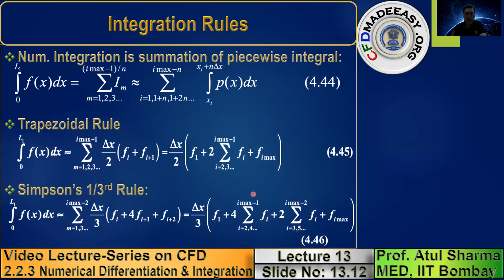The odd values have a coefficient 4. Sorry, the even values have a coefficient 4, whereas the odd values, the internal odd values, have a coefficient of 2. Whereas the first and the last point in the complete domain has a coefficient of 1. This is the final formula for the complete domain for the second order numerical integration, which is called Simpson's quantization.